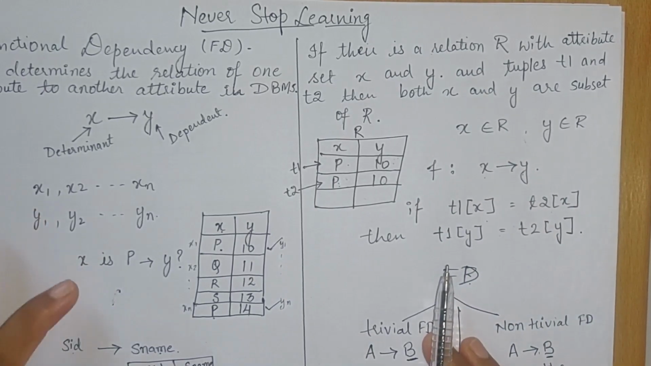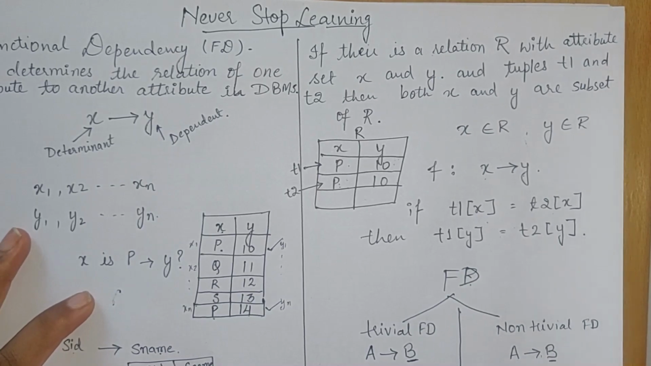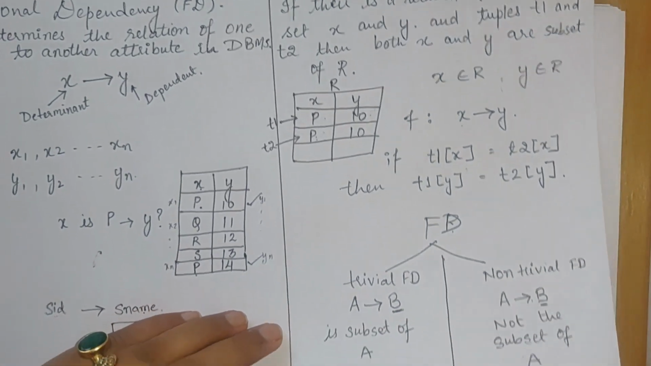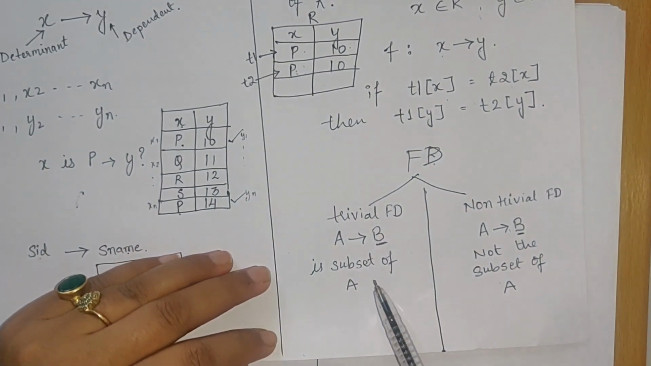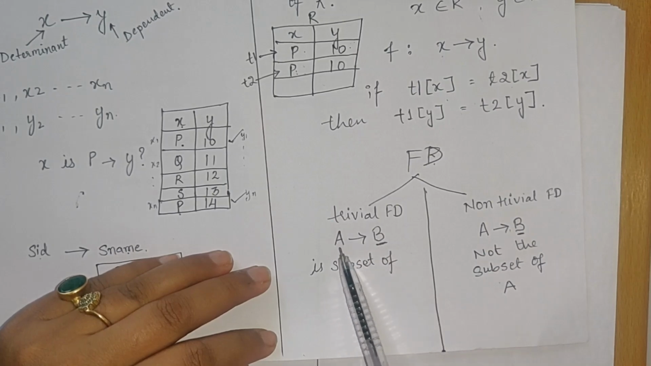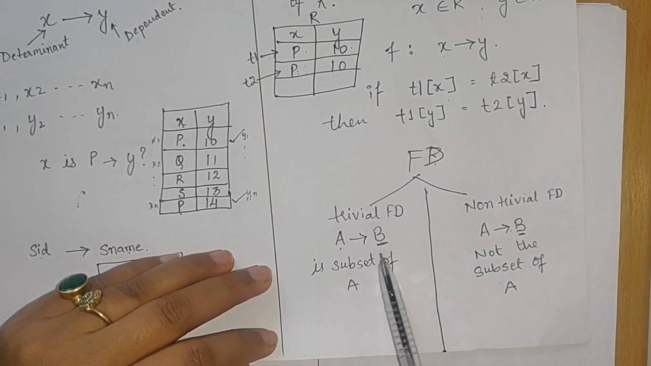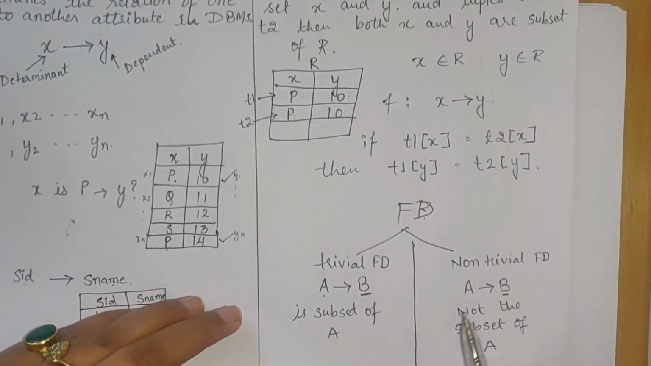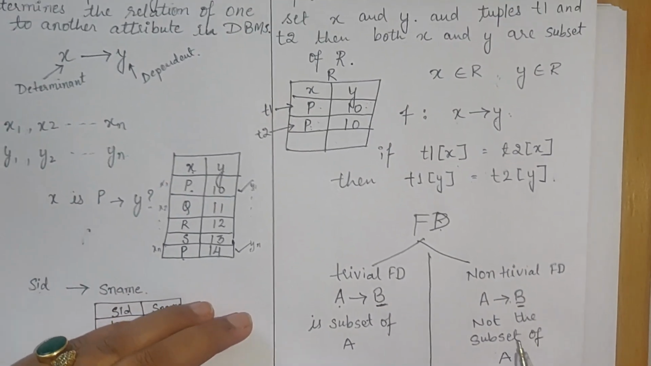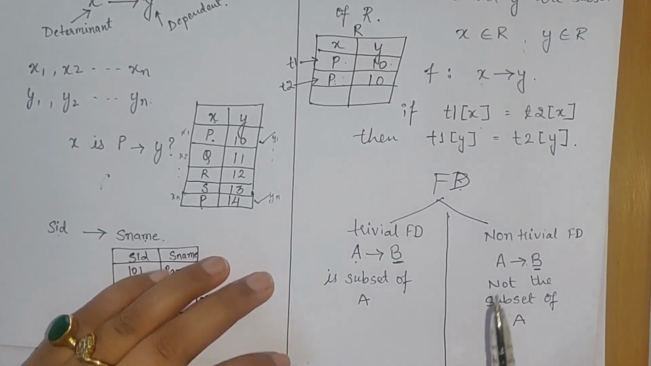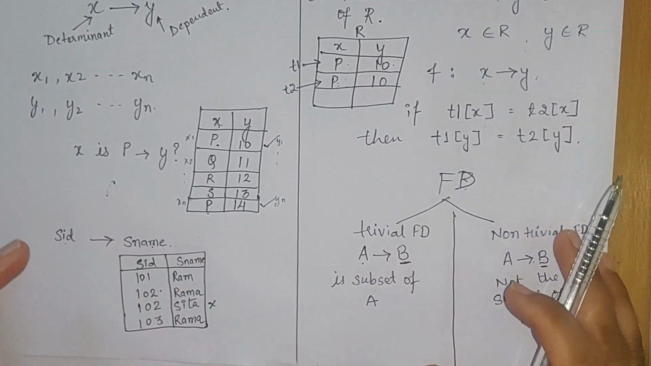Now, there are two types of functional dependency we understood. One is trivial, another is non-trivial. What does trivial functional dependency say? Here, this A determines B. A is the determinant, B is the dependent. If B is the subset of A, then it is trivial functional dependency. If B is not a subset of A, then it is non-trivial functional dependency.